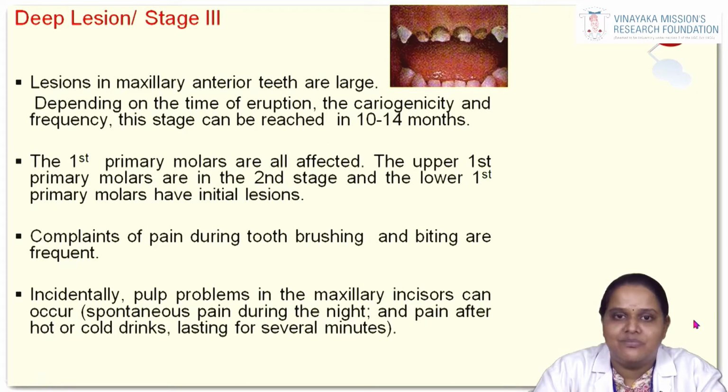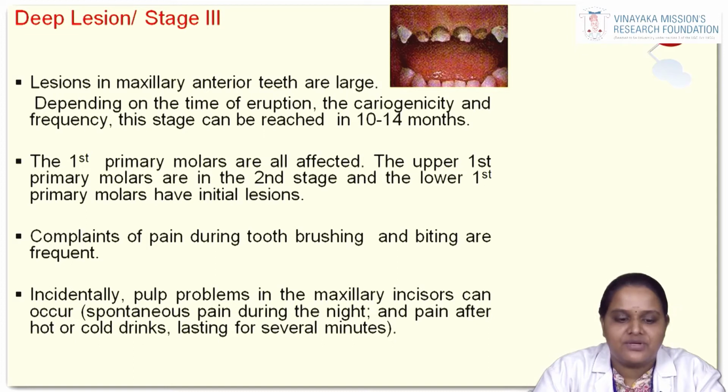Next is the deep lesion, that is stage 3. Here the lesions in the maxillary anterior teeth are found to be very large. Depending on the time of eruption, the cariogenicity and frequency, this stage can be reached even at 10 to 14 months of age. The first primary molars are also affected.